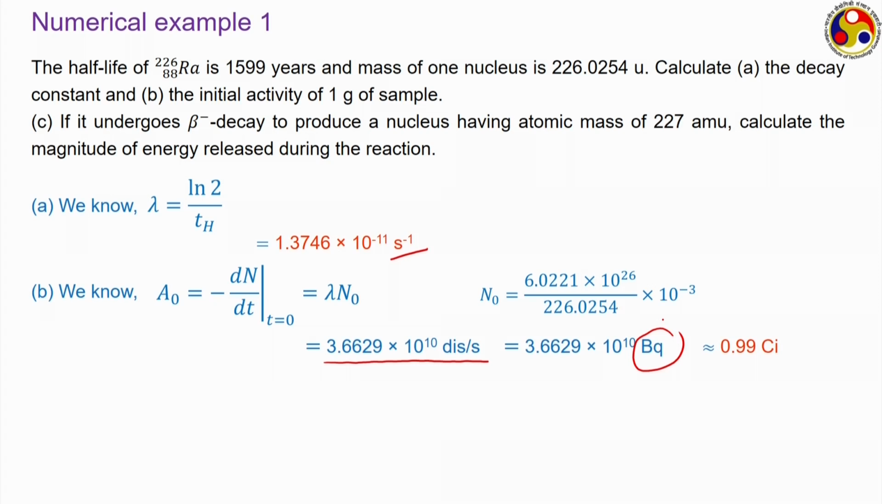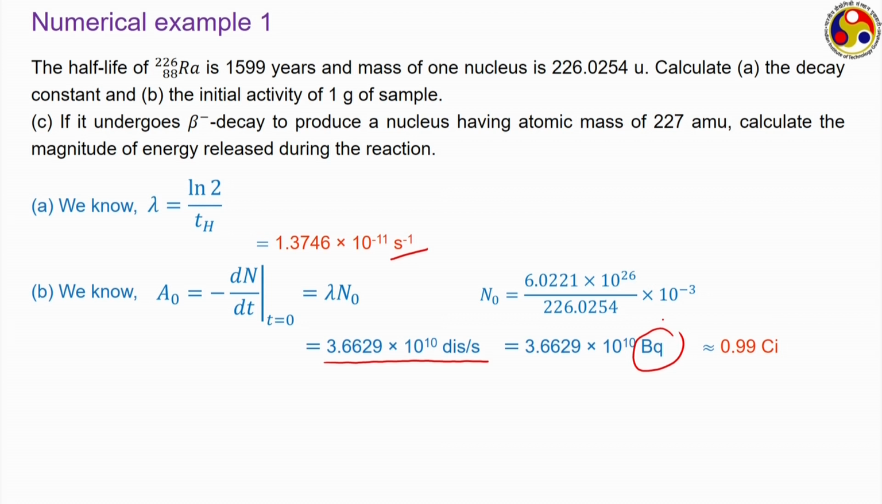Does this number 0.99, almost 1 Curie, strike something? Why are you getting 1 Curie as the activity of radium 226? Because that is how the Curie was defined. The definition of Curie was the activity level of radium 226. So, the answer to this problem is expected to be very close to 1 Curie, and that is what we are getting. Now, let us go to part C of this problem.